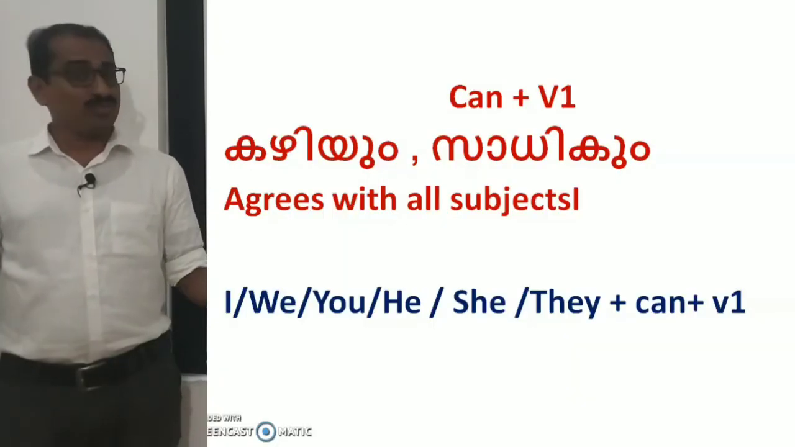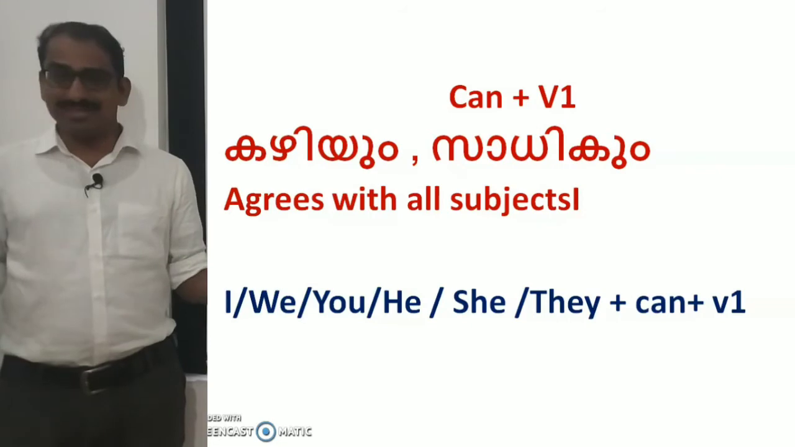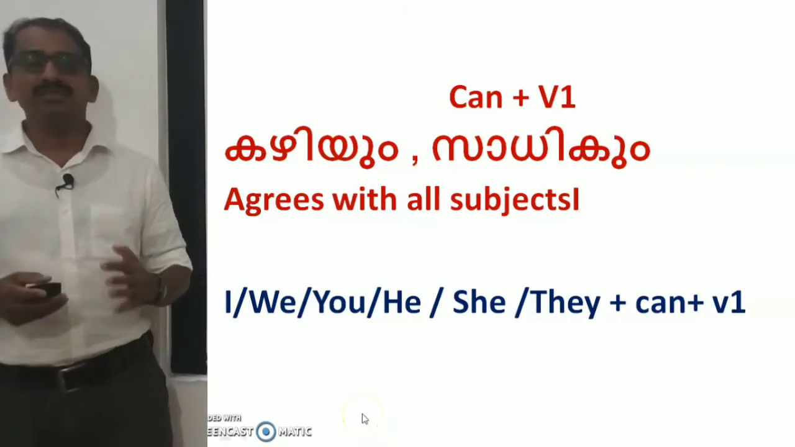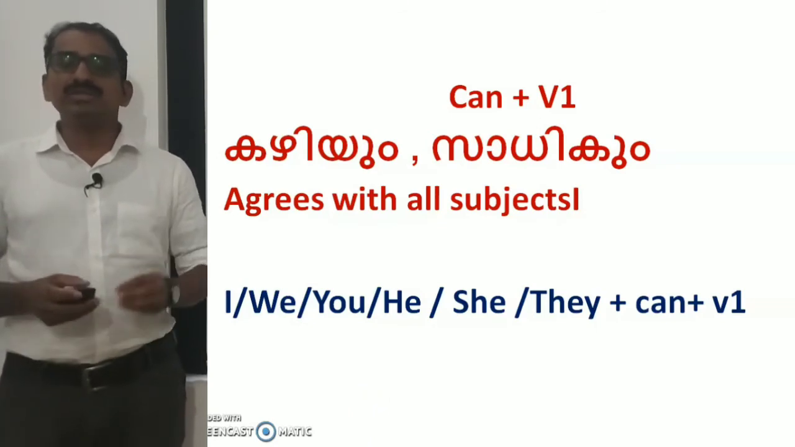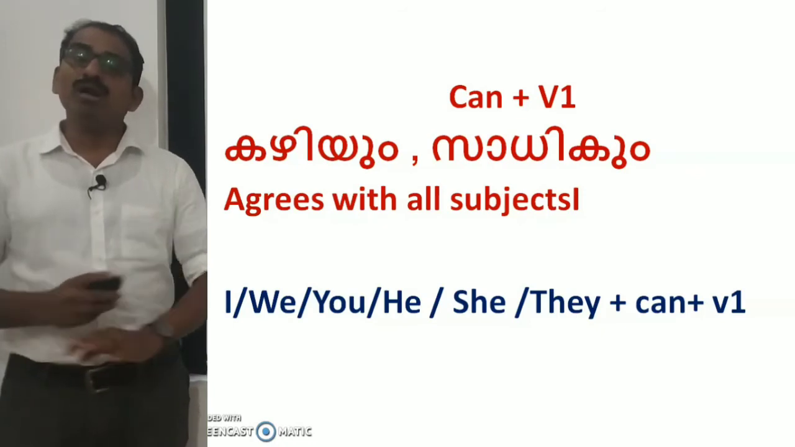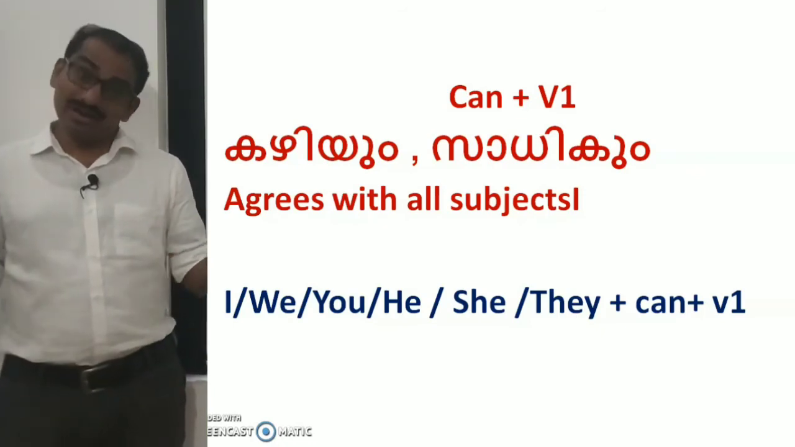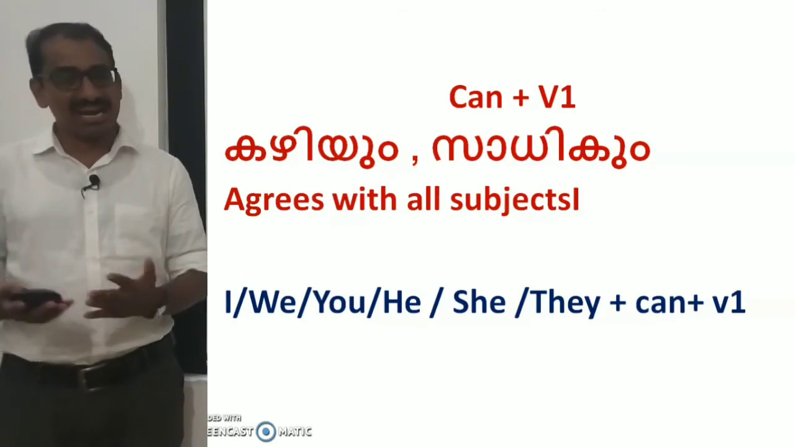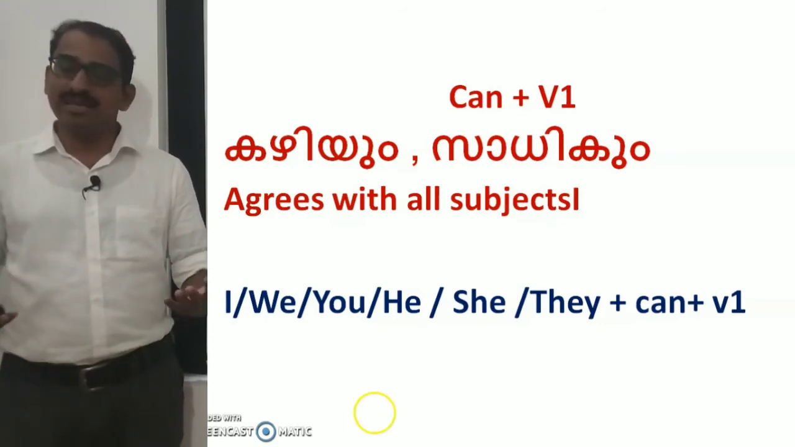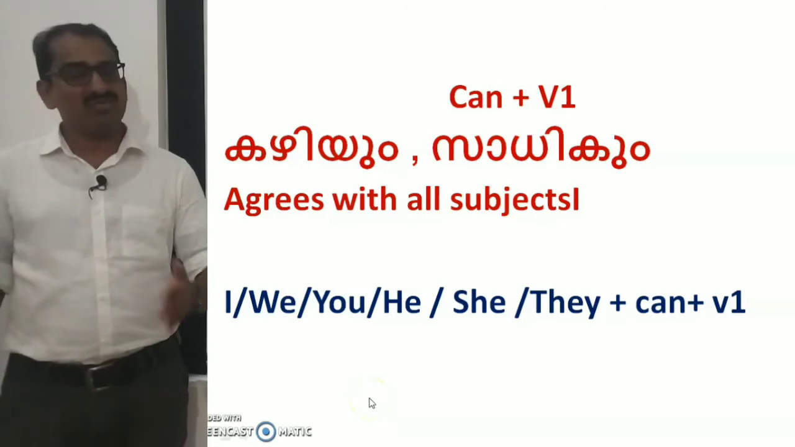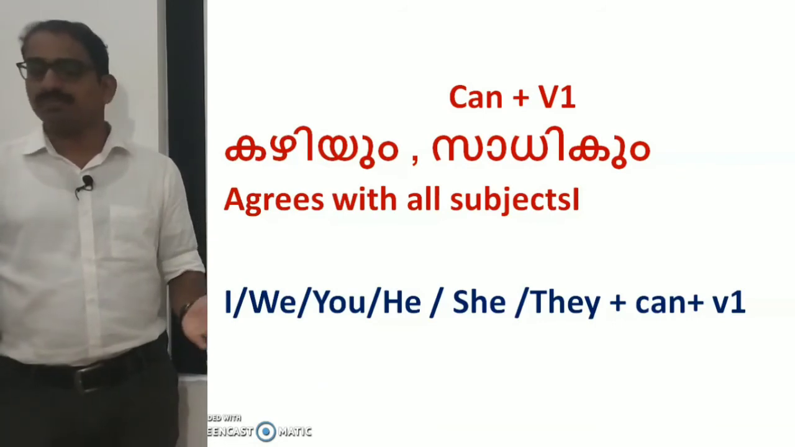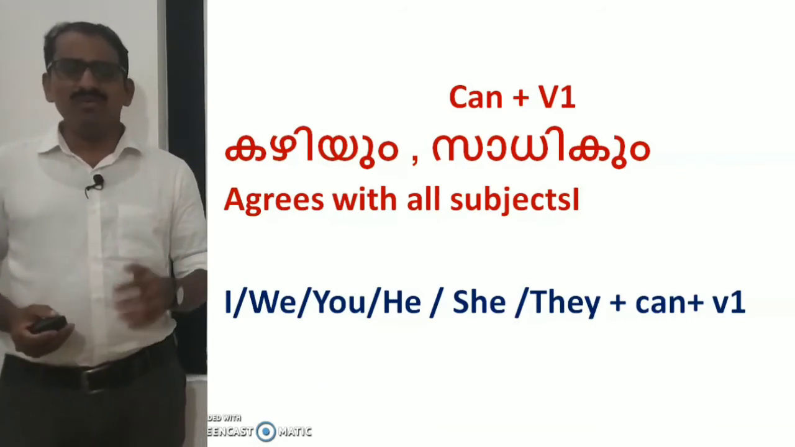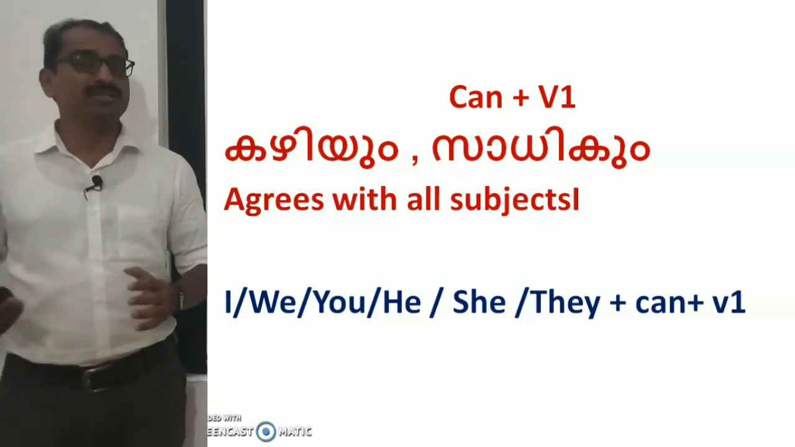Then can plus V1. You can make a lot of sentences using these auxiliaries. Can means കഴിയും, സാധിക്കും. This can is always used along with the V1 form, and it agrees with all of the subjects, whether singular or plural, no problem. So we can use I, we, you, he, she, they plus can plus V1, but we have to use can along with the V1 form only. No other form is added with can. And it always shows an ability of the person.